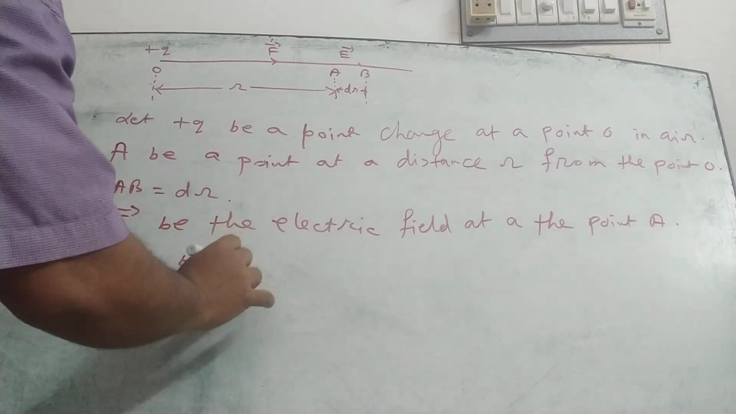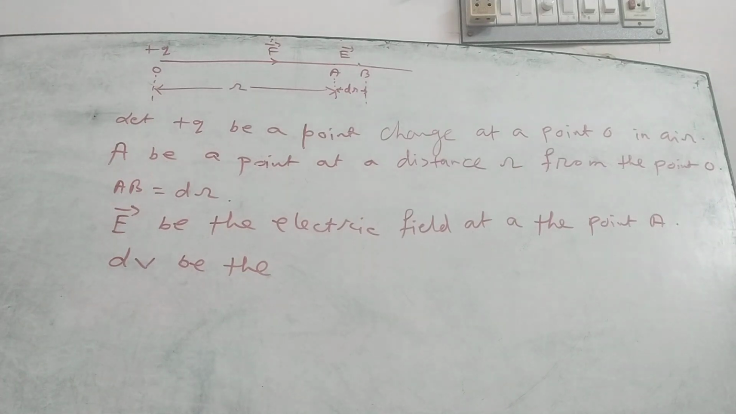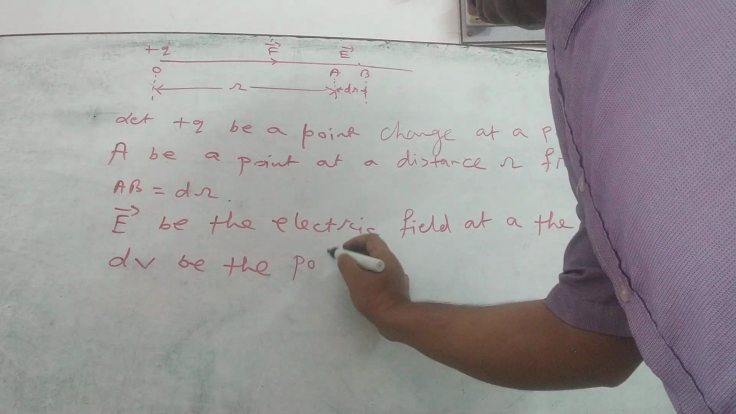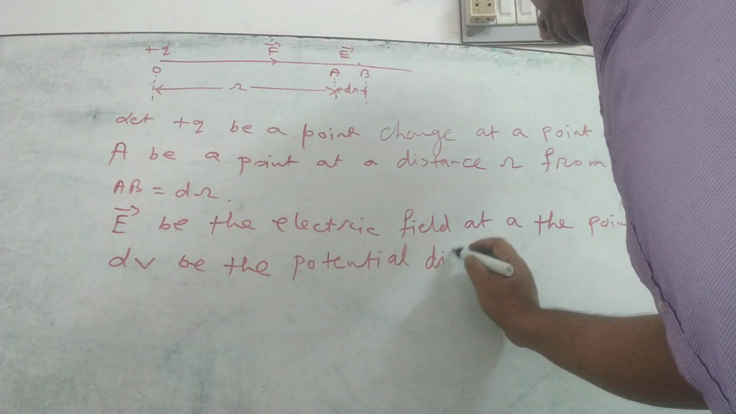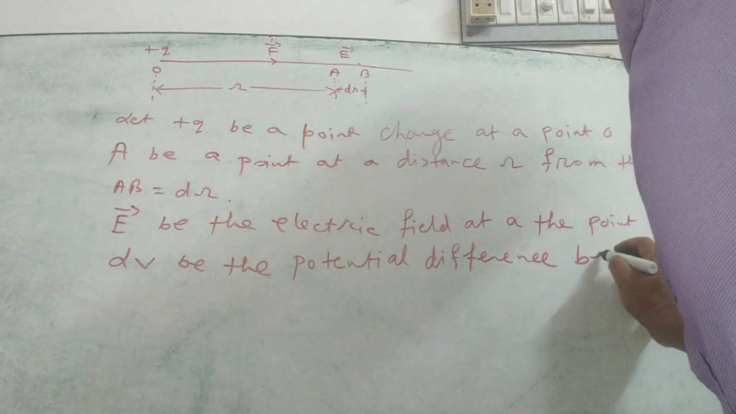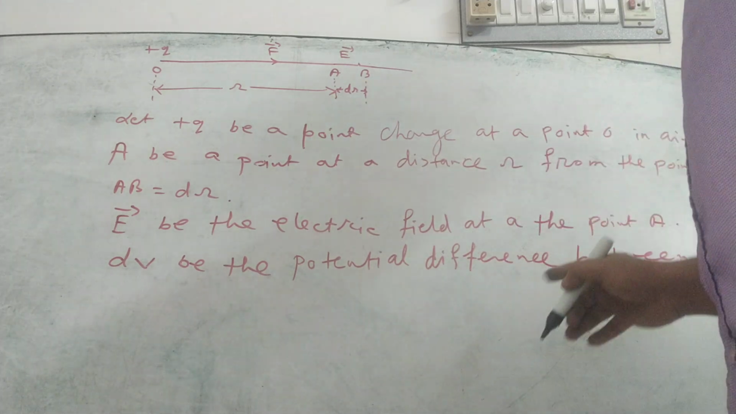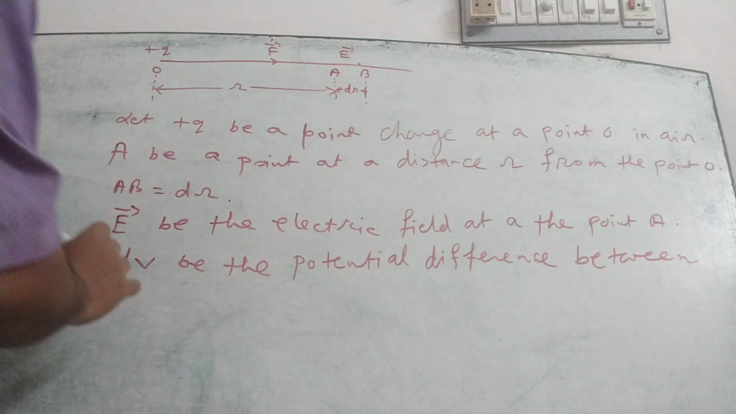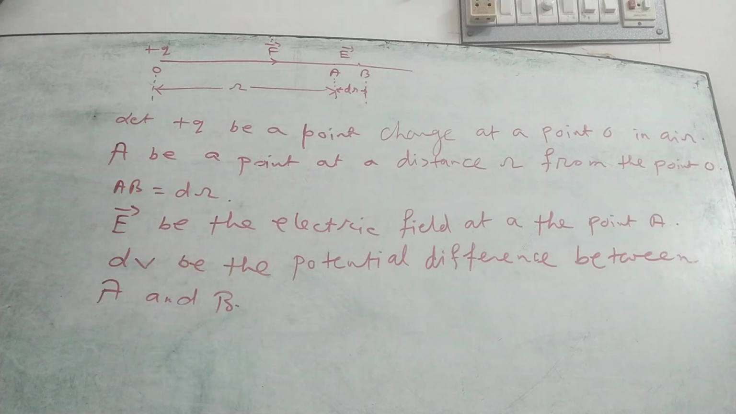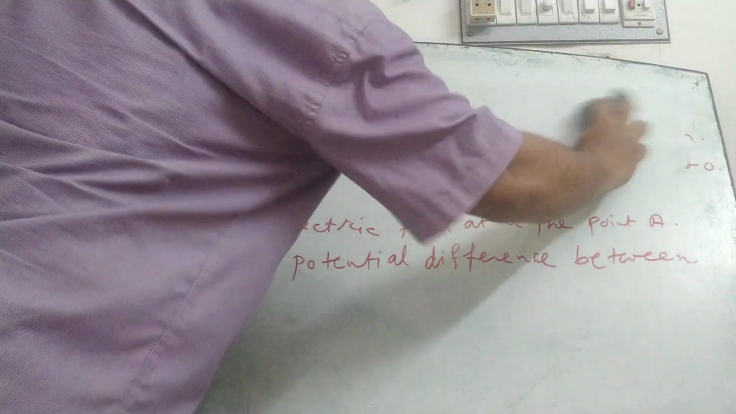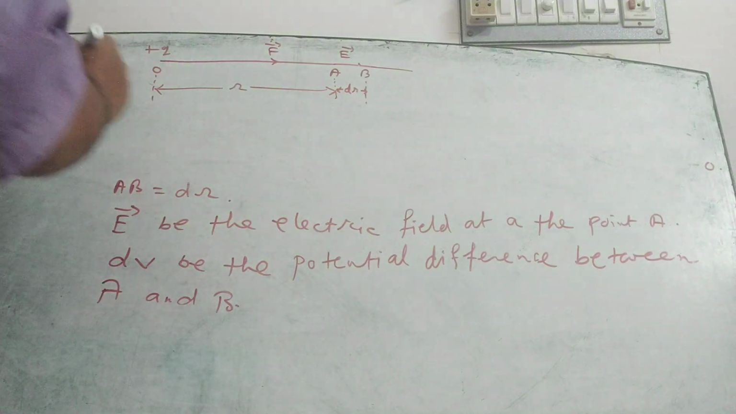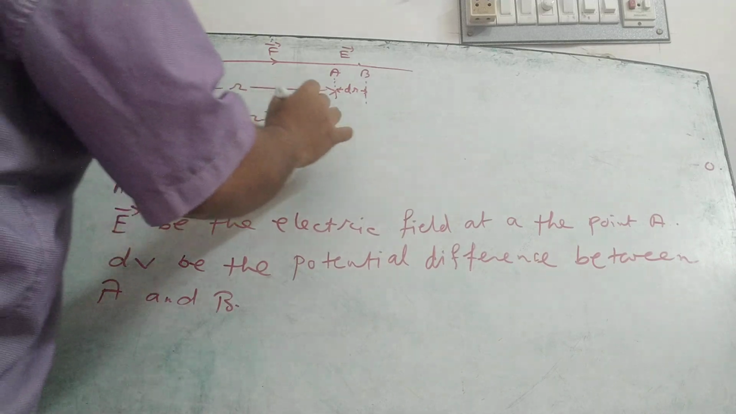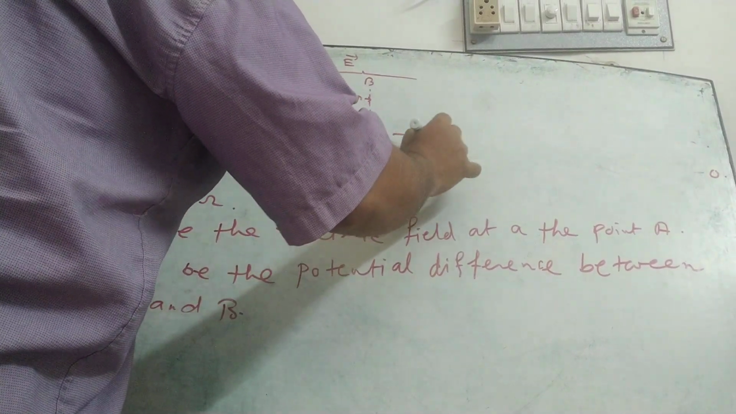dV be the potential difference between A and B. We know E is equal to minus dV by dr.